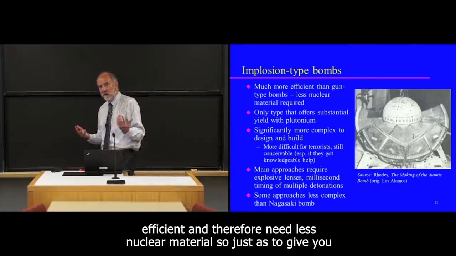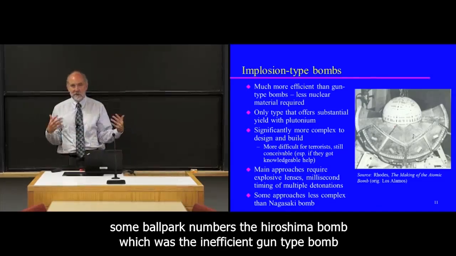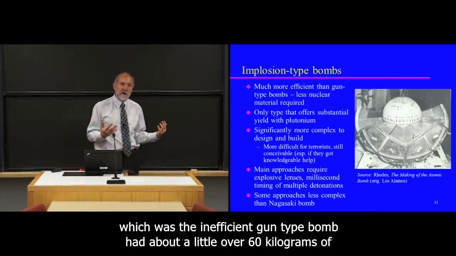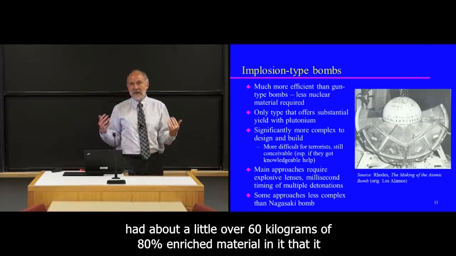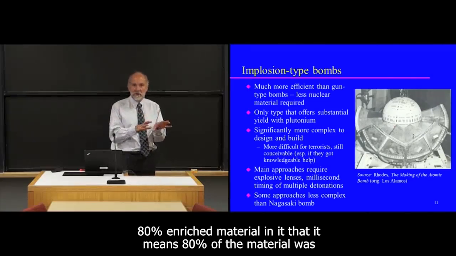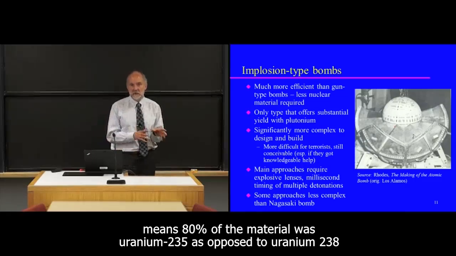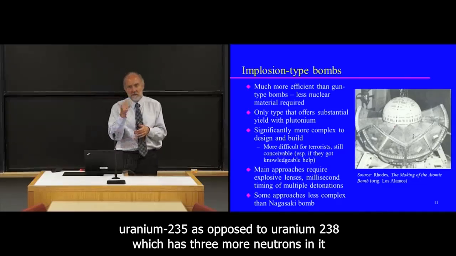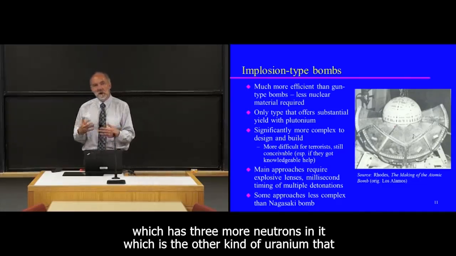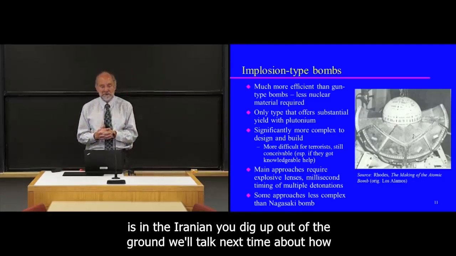Just to give you some ballpark numbers, the Hiroshima bomb, which was the inefficient gun-type bomb, had a little over 60 kilograms of 80% enriched material in it. That means 80% of the material was uranium-235 as opposed to uranium-238, which has 3 more neutrons in it, which is the other kind of uranium that is in the uranium you dig up out of the ground.